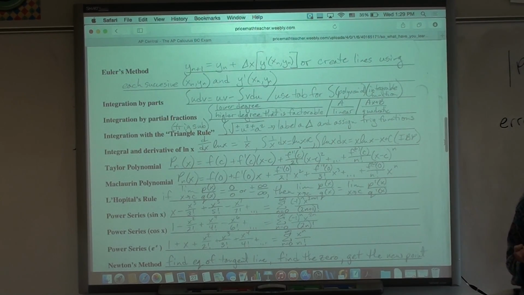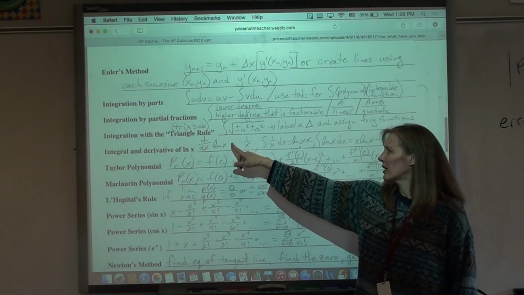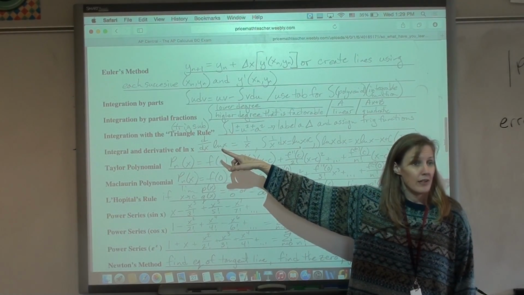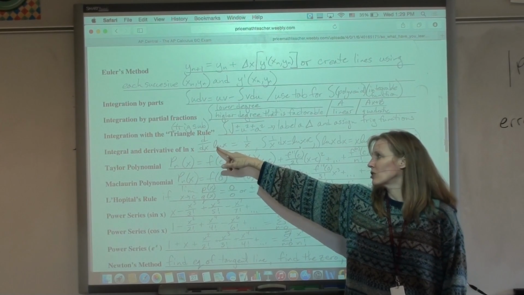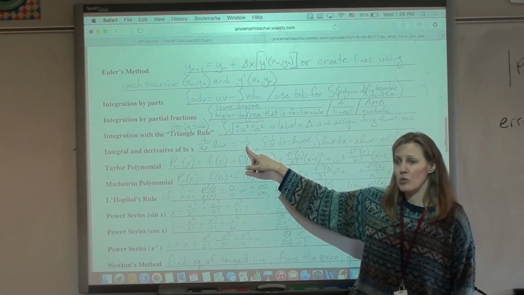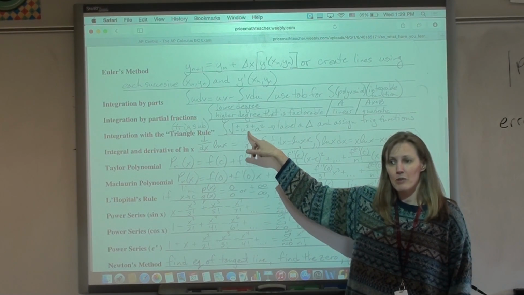All right. Integral and derivative of natural log x. Derivative of natural log x is 1 over x. If it's the derivative of natural log u, then it's u prime over u. So if it was like the derivative of the natural log of x squared, it would be 2x over x squared. Right? The argument goes on the bottom, the derivative goes on top.